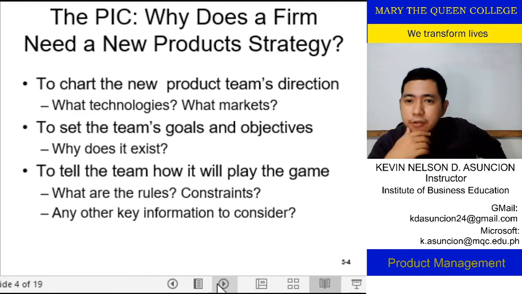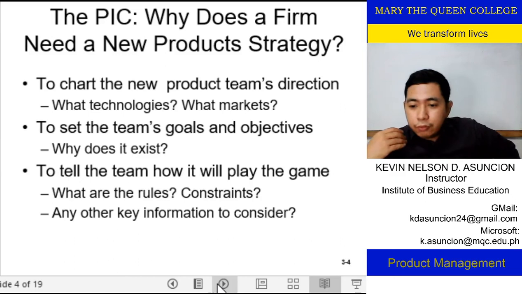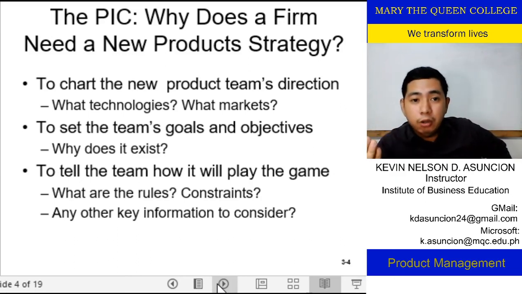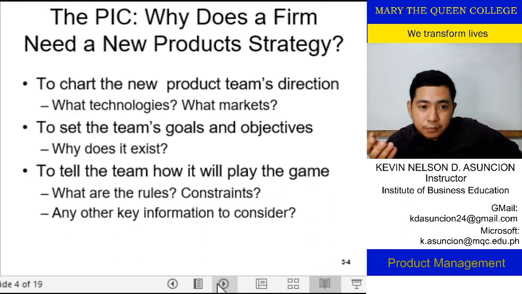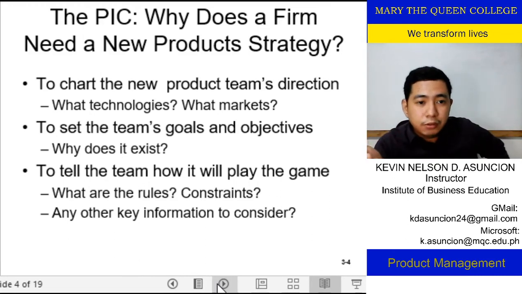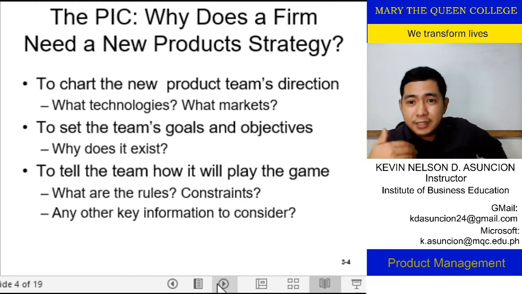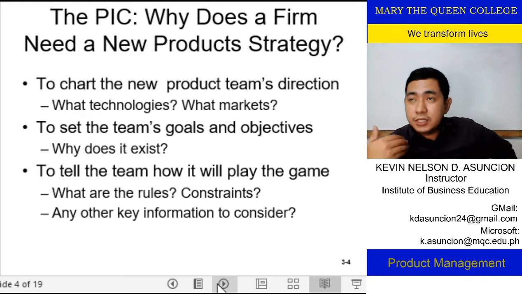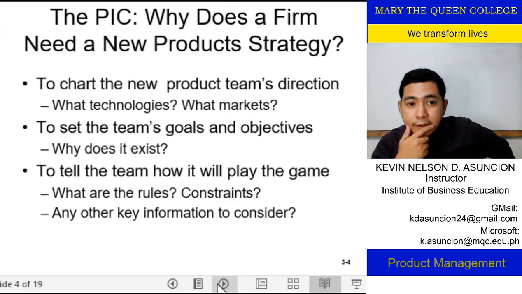What resources do you have to be able to identify opportunities and make them feasible to be produced and to be available in the market? Then it sets the team's goals and objectives. Why does that exist? What's the objective of the organization, or the department or the team, in producing that product? That is answered by what markets and what technologies.